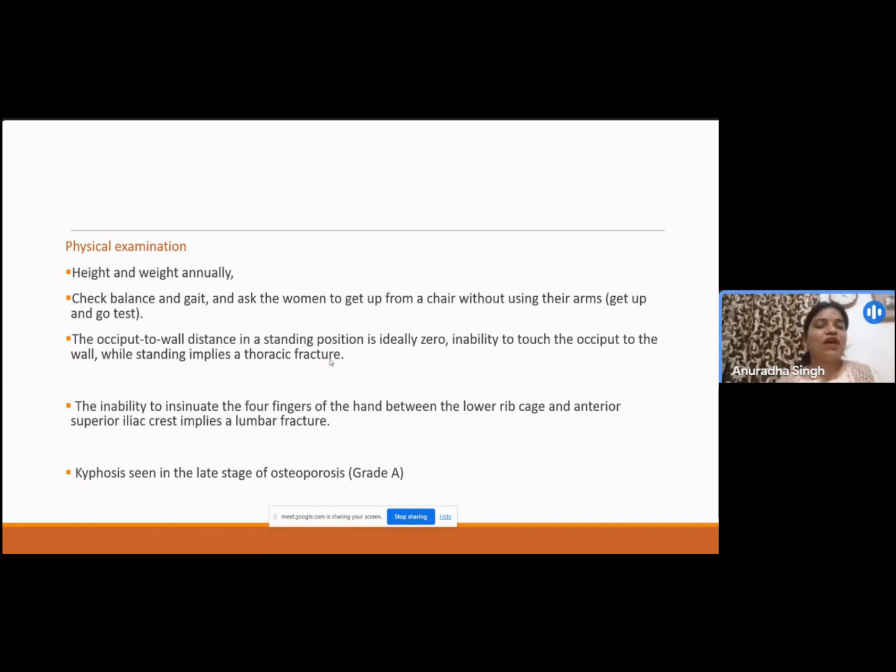Another test is the inability to insinuate your four fingers of the hand between the lower rib cage and the anterior superior iliac crest, which may indicate a lumbar fracture. See, these are clinical bedside tests which should be applied whenever a lady is suspected of osteoporosis. Kyphosis is seen in the late stages.